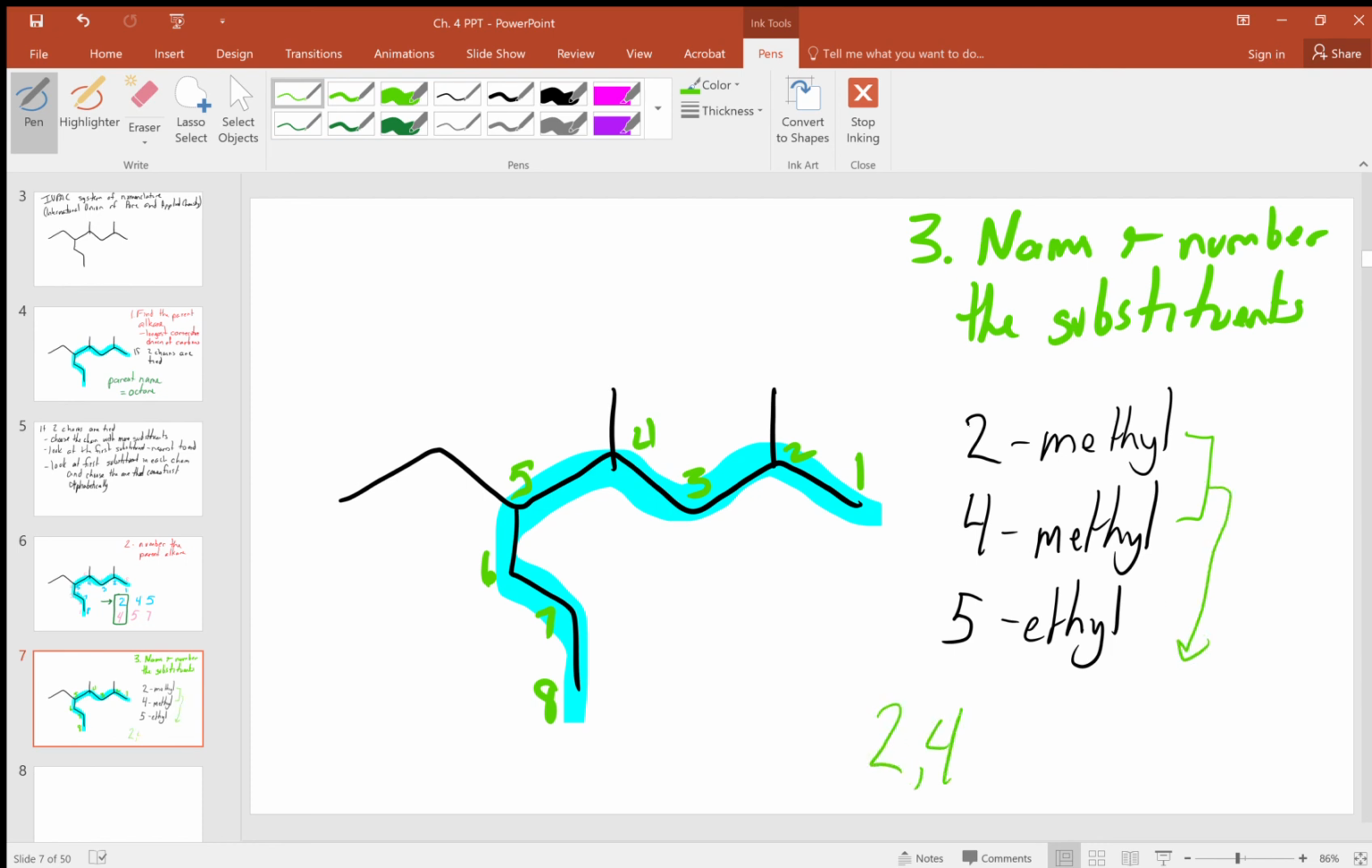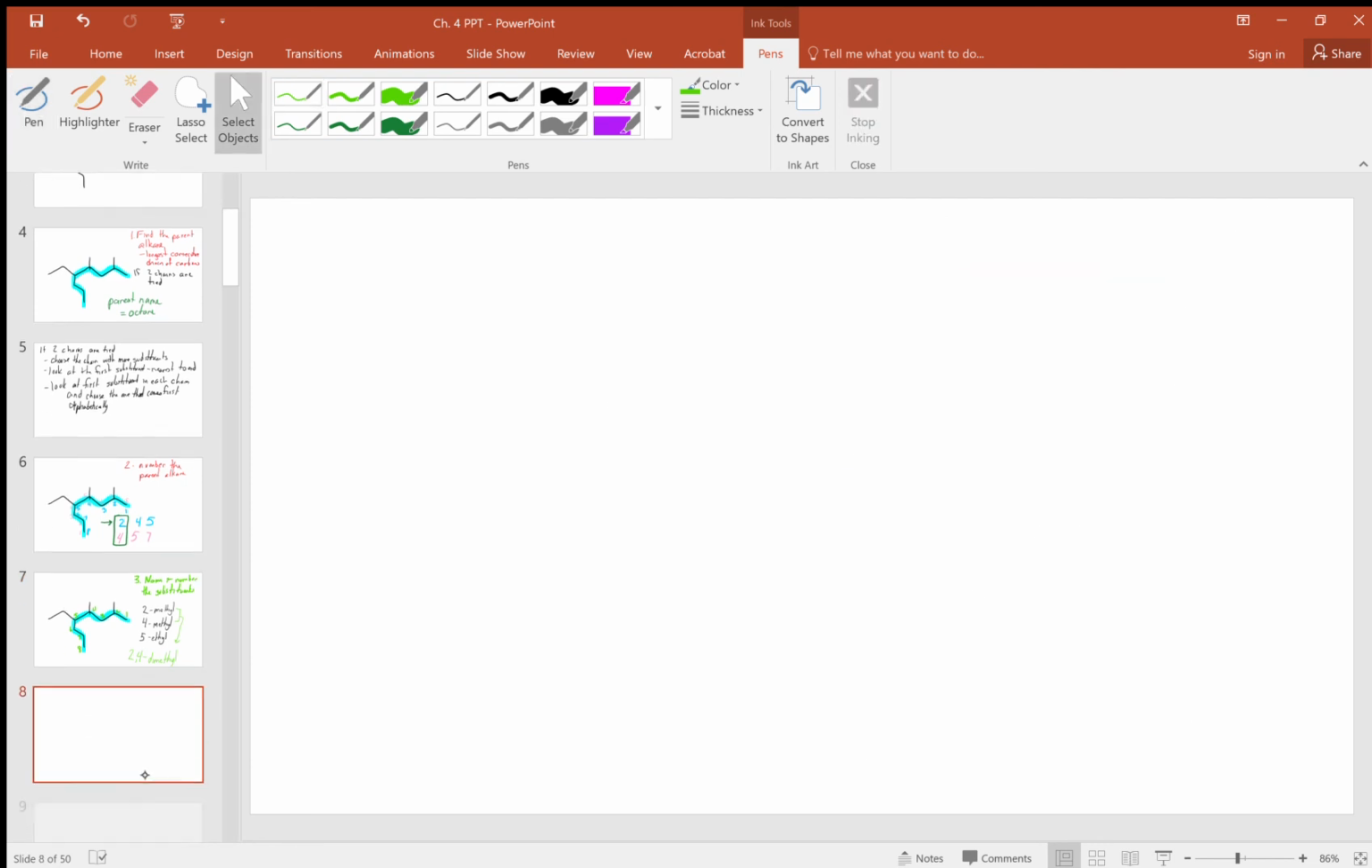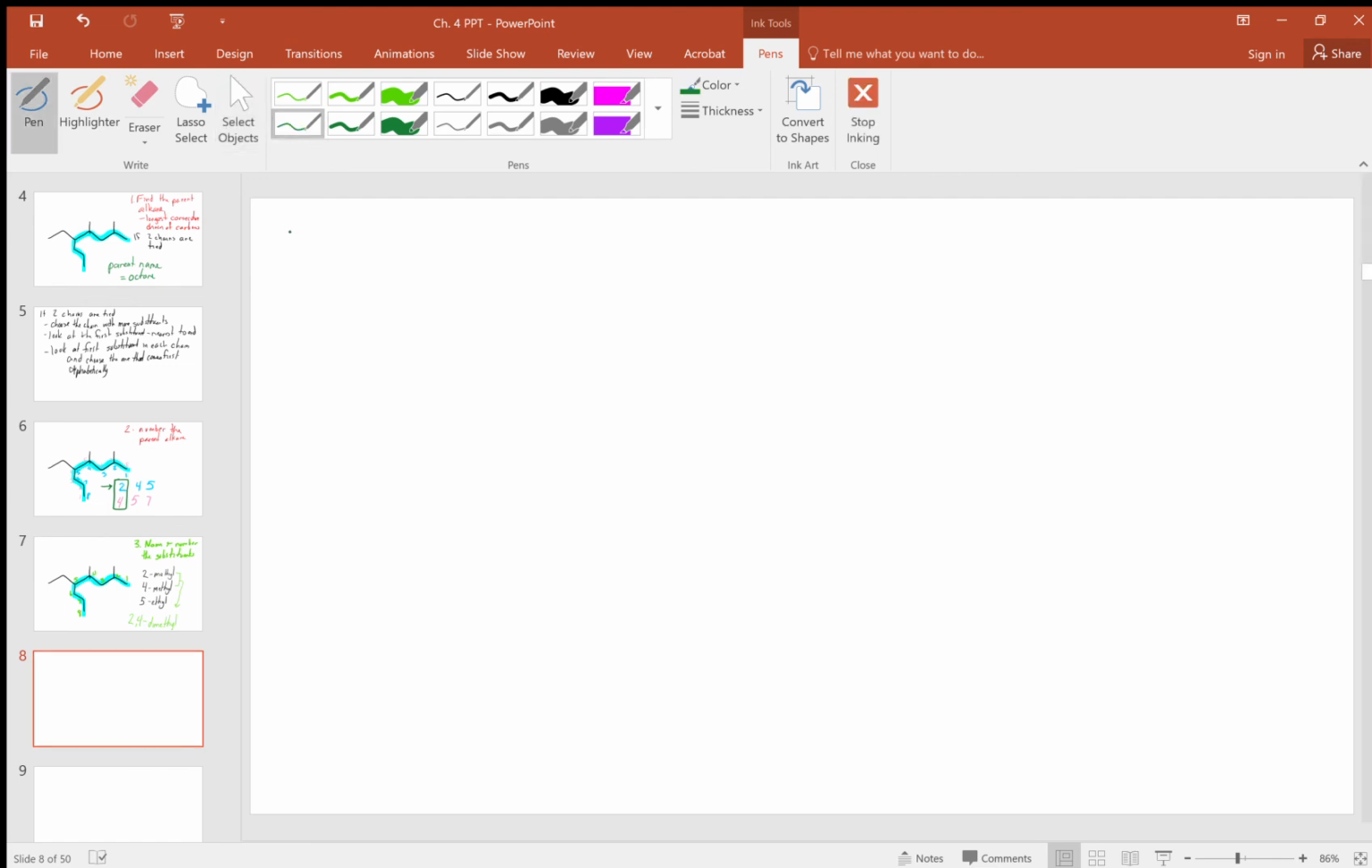So at 2 and 4, we have methyls, but we also need to tell how many of them there are. So since there's 2 of them, these are going to be all of the same prefixes that you learned in general chemistry. So di for 2, tri for 3, tetra for 4, penta, and so on. So this becomes dimethyl. So finally, we can write out the name.